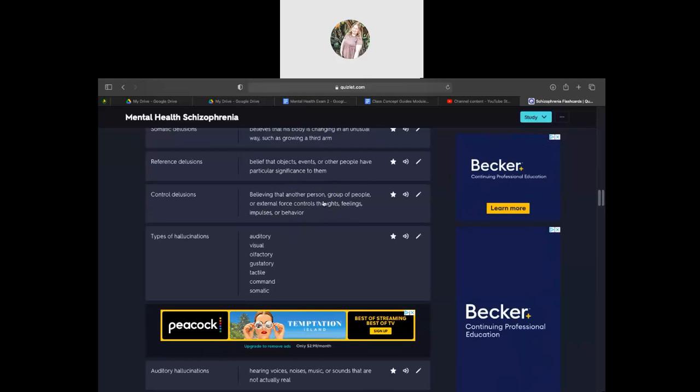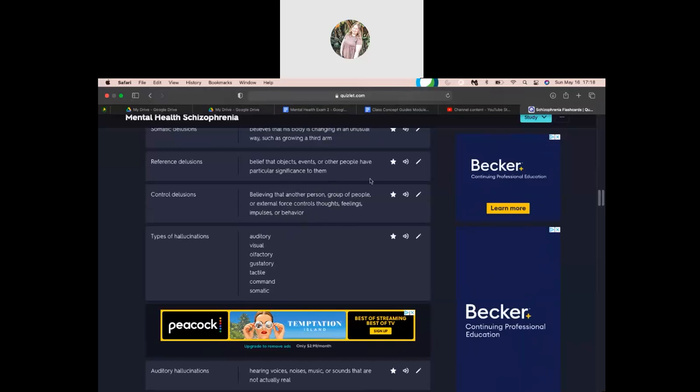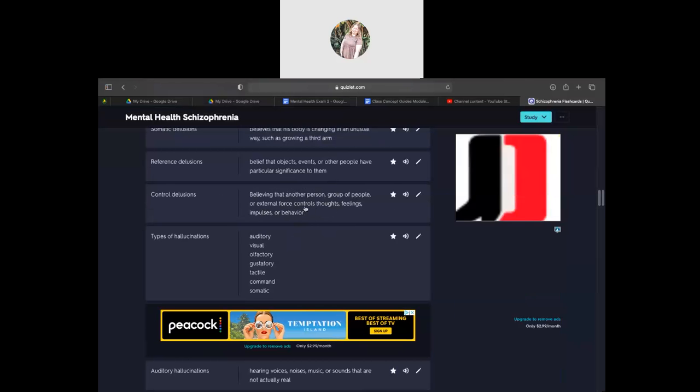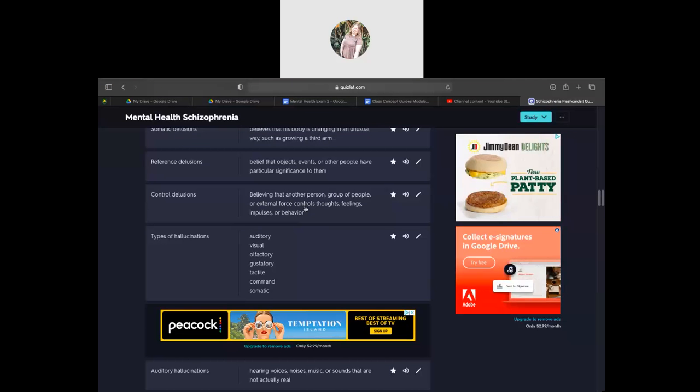Control delusions is when another person or a group of people controls thoughts, feelings, impulses, or behaviors. So, for example, a patient might think that the FBI is out to get them and that the FBI wants the patient to kill their psychologist, and that's a problem. So that would be a control delusion or command delusion. A command delusion might be that there's an external influence telling them to do something.